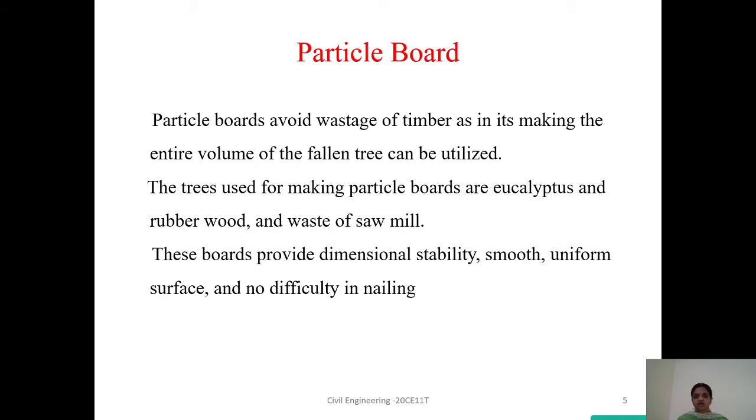The particle boards avoid wastage of timber as the entire volume of fallen tree can be utilized. So the full volume of a fallen tree can be utilized for preparing the particle board. Thus it avoids the wastage of timber. The trees used for making particle boards are eucalyptus, rubber wood and waste of sawmill. These boards provide dimension stability, smooth, uniform surface and there is no difficulty in nailing it.